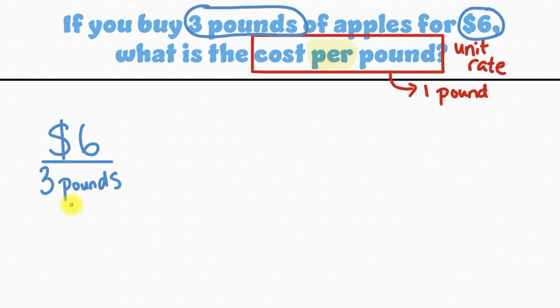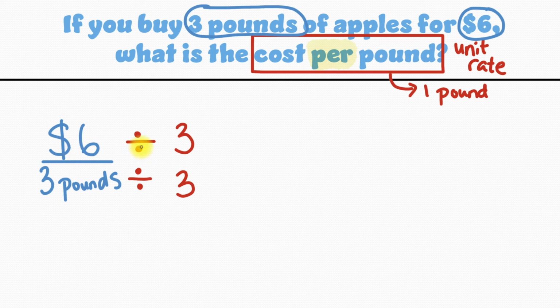So now that we have a rate of $6 for every 3 pounds, the next thing we need to do is turn it into a unit rate. In order to do that, we've got to divide by whatever the bottom of the rate is. Since the bottom of the rate is 3, we're going to divide the top of the rate and the bottom of the rate by the value 3. So we'll divide by 3 on the top and the bottom.